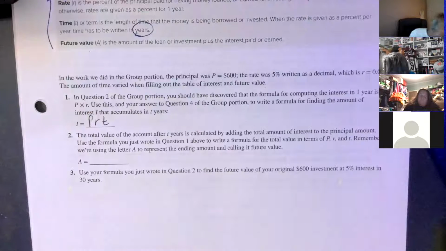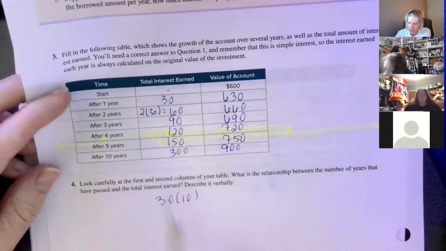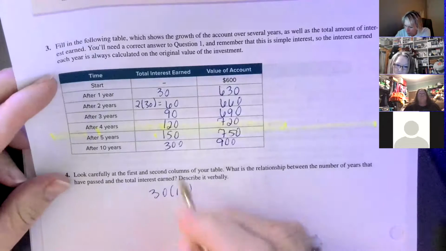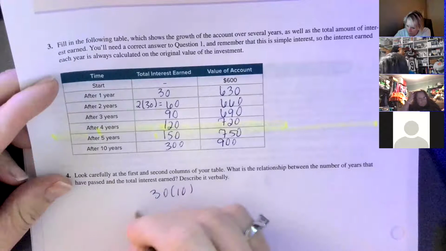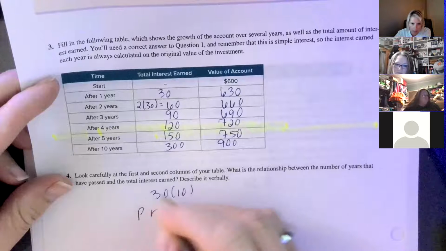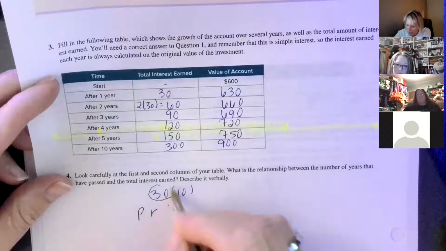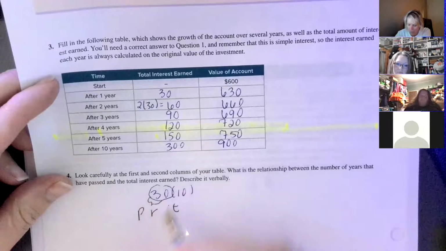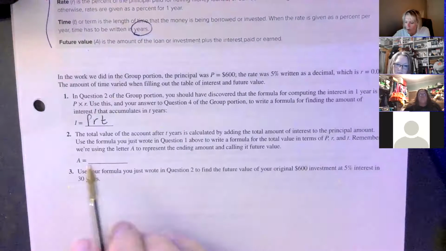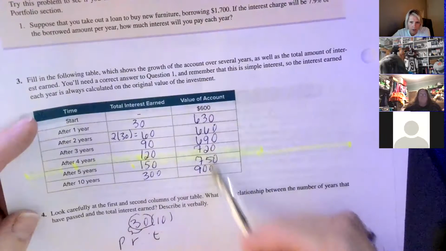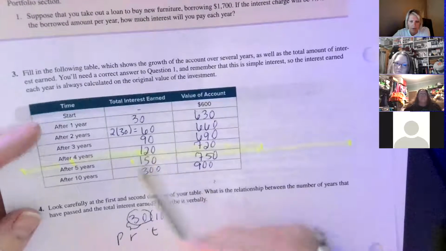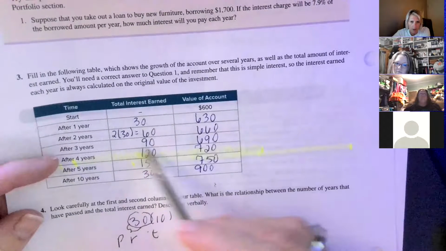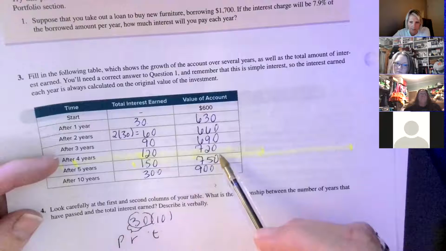Then if we go back to what we did, so that's what we did to get these, right? We basically did the interest, P, R, and T, and the PR was our 30, when we got our $30 interest. But then to get our total value column, what did we have to do after we got our interest for the years at that point? What did we have to do to get the value in the account?